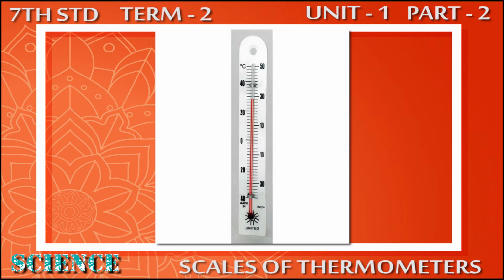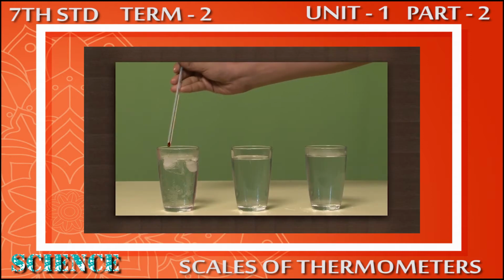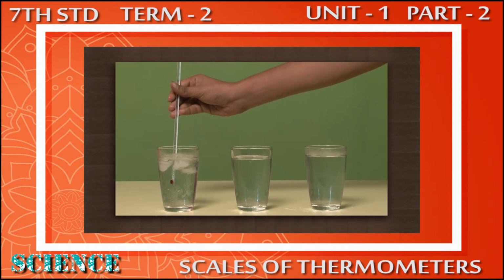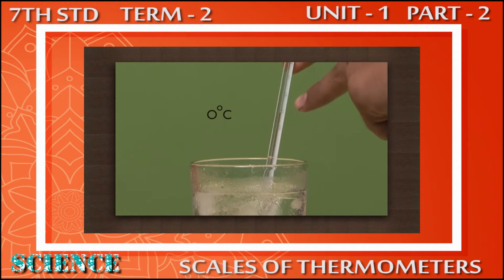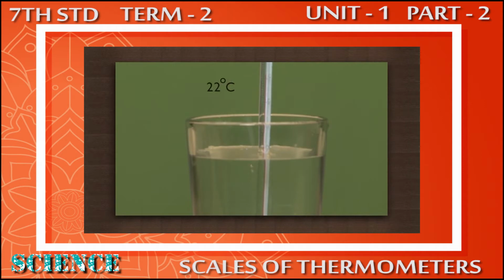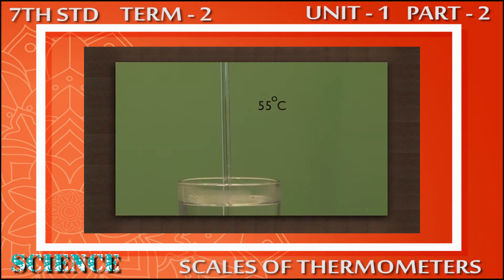The stem and the bulb of a lab thermometer are longer when compared to a clinical thermometer. Then there is no kink in the laboratory thermometer because there is no need to shake it. A laboratory thermometer has only a Celsius scale ranging from minus 10 degrees Celsius to 110 degrees Celsius.